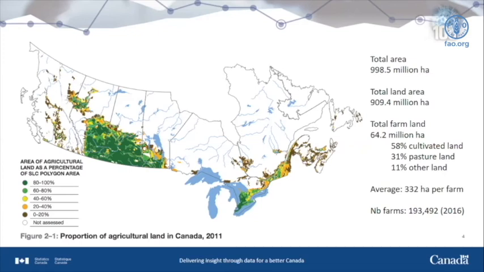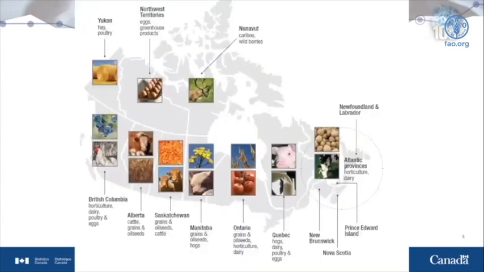And in the last census, we had 193,000 farms. Next slide. So just to give you an idea, per region there are different productions that are more important. Those are the major two or three productions in each region. That in itself does create some challenge to report just for Canada. Next slide, please.